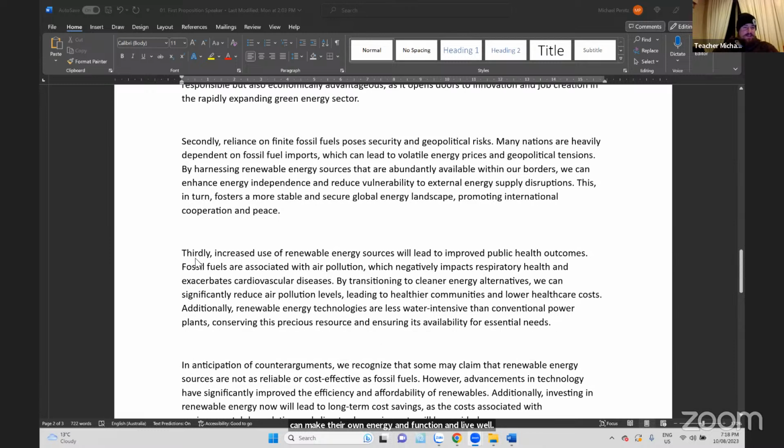Then we go into our third argument, and we talk about how renewable energies will lead to improved public health. So we're going to keep the citizens of our country healthier. So yeah, we go on to say fossil fuels are associated with air pollution, which has a negative impact on our respiratory health, which is our lungs. And that can make worse cardiovascular diseases. So problems with the lungs can lead to problems with the heart. So the argument they're making here is with green energy solutions, we can reduce the toxic fumes being released, and there'll be less lung disease, less heart disease, and everyone will just be healthier with green energy.